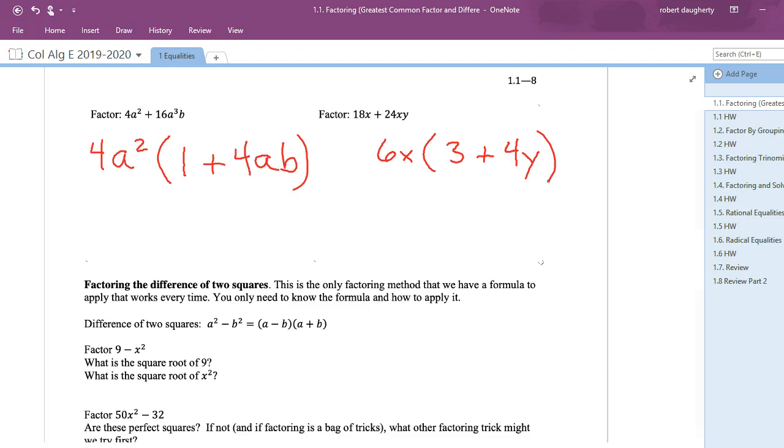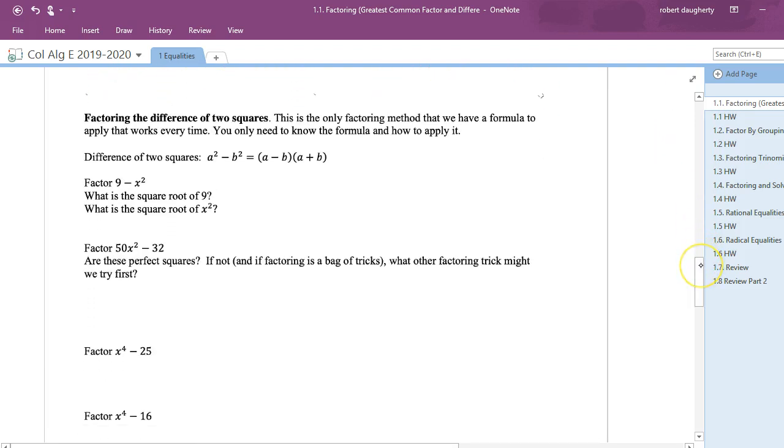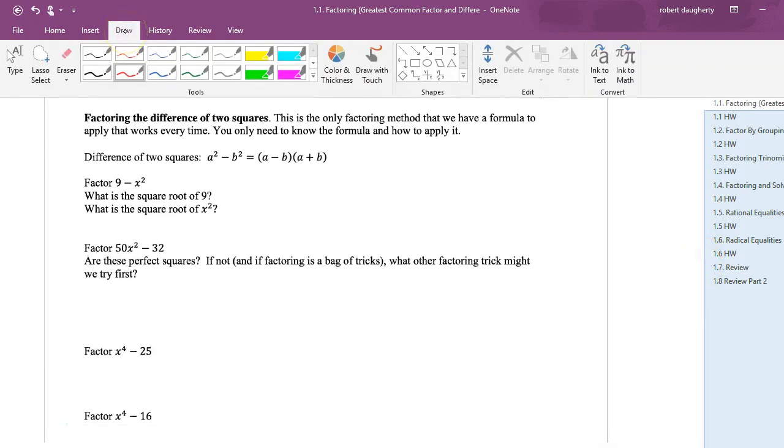Let's see. I think I will go ahead and pause here. So that's pretty much it for the greatest common factor. The next method we need to talk about in this section will be the difference of two squares, okay?